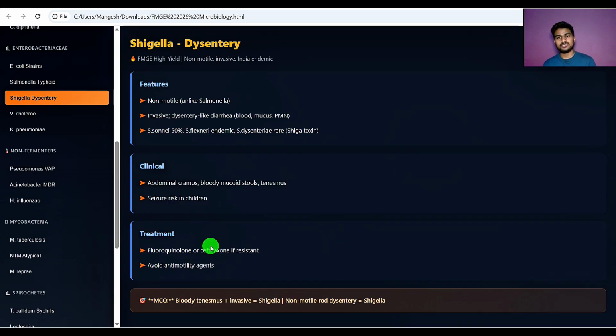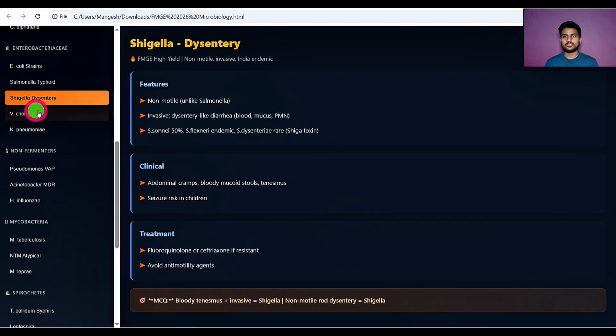The next thing is about treatment. So for treatment, we use fluoroquinolones, or we can also use ceftriaxone if the bacteria is resistant, if it is not getting treated by the fluoroquinolones. And the next thing is about the prevention. We have to avoid the anti-motility agents. So that's how we can treat Shigella or dysentery.